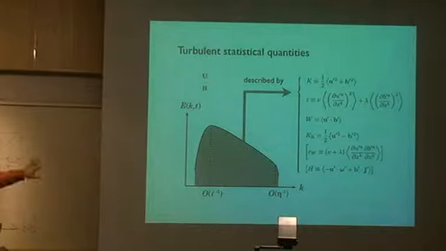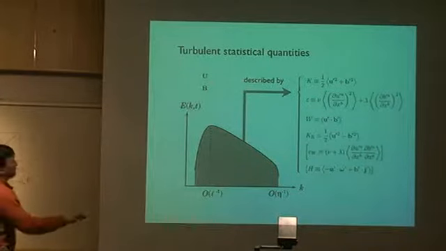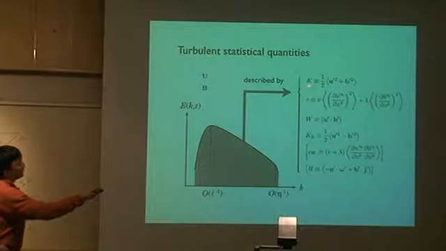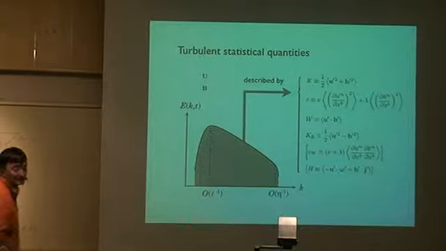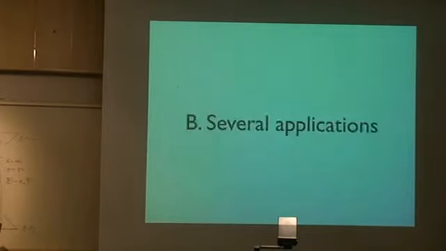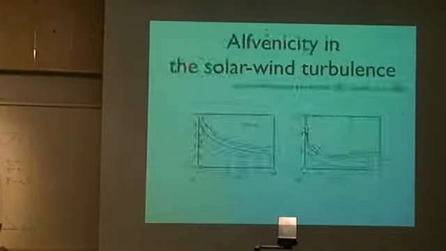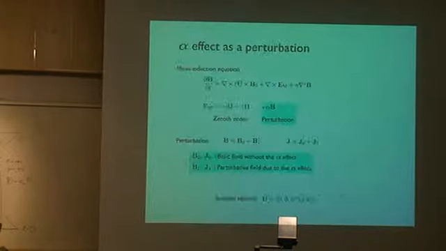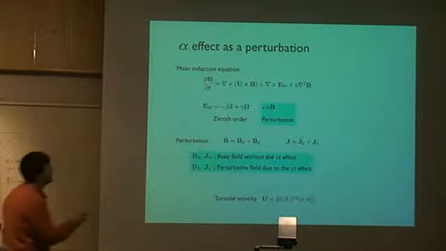This modeling is such that the turbulence property can be described as a one-point quantity. This is very similar to what Stephen Tobias showed yesterday. So anyway, I have to skip. Okay, I will skip several applications. I just would like to show the solar dynamo application.